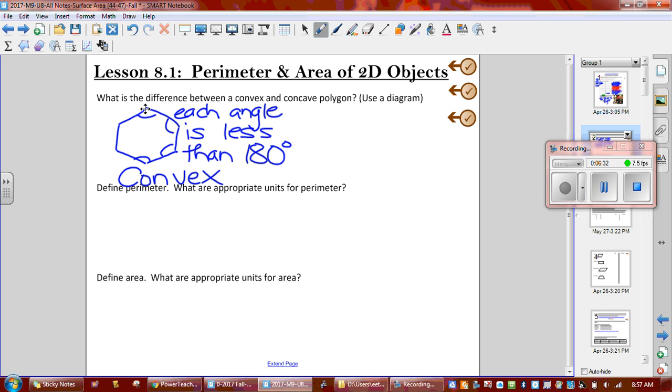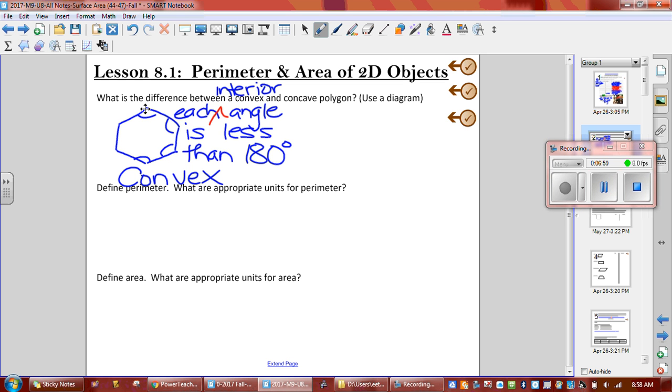Now we're talking about each interior angle. That little teepee that I just drew means that the word interior belongs in between those words. So each interior angle, that's the inside angles, the ones on the inside of the object. Okay? Each of those is less than 180.